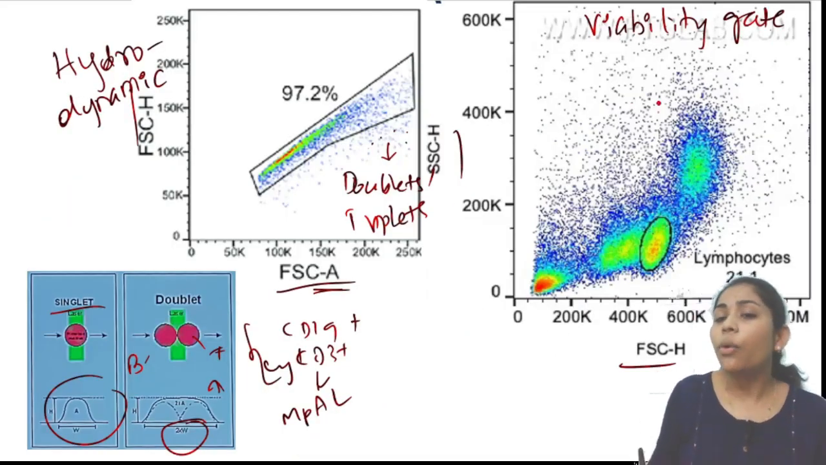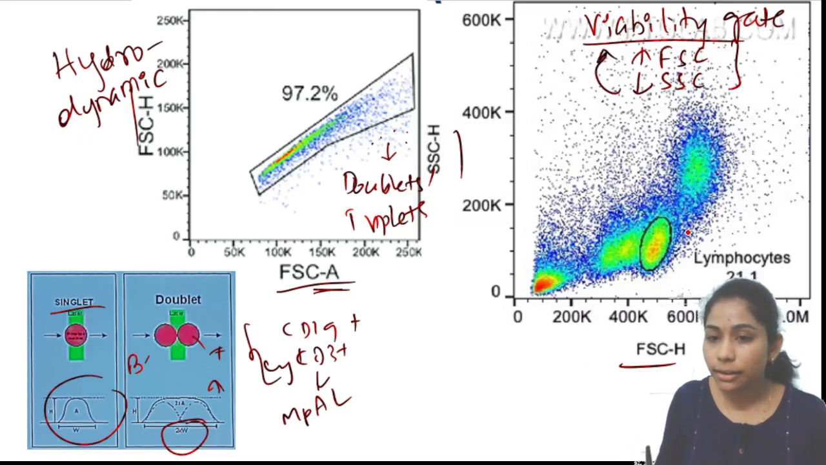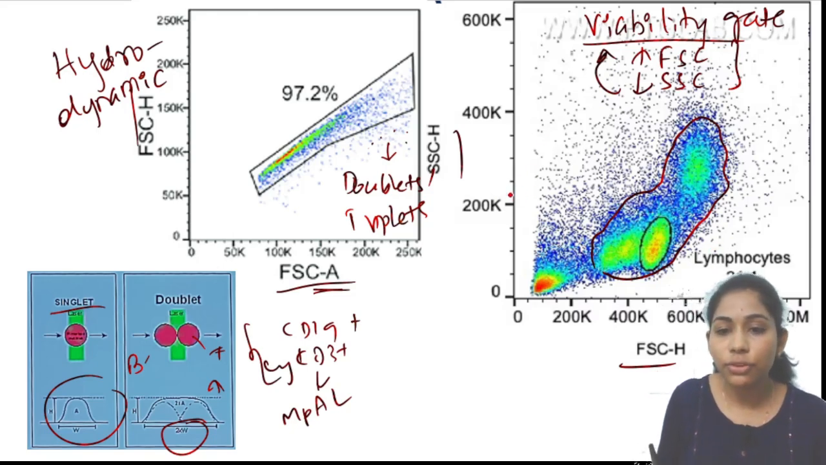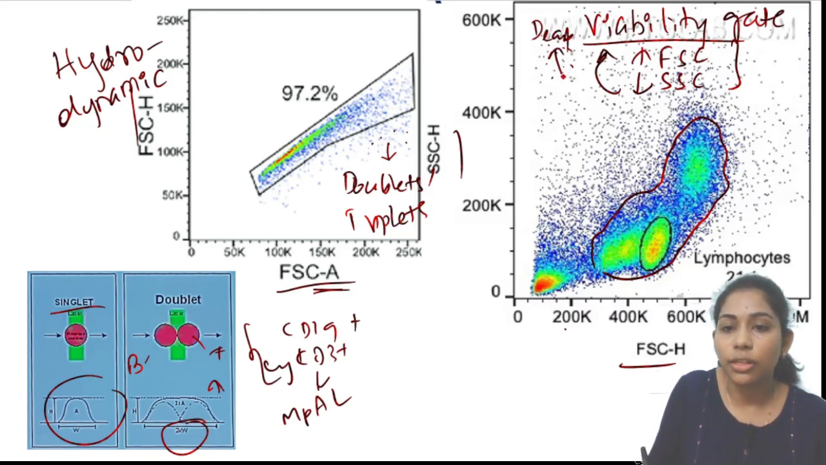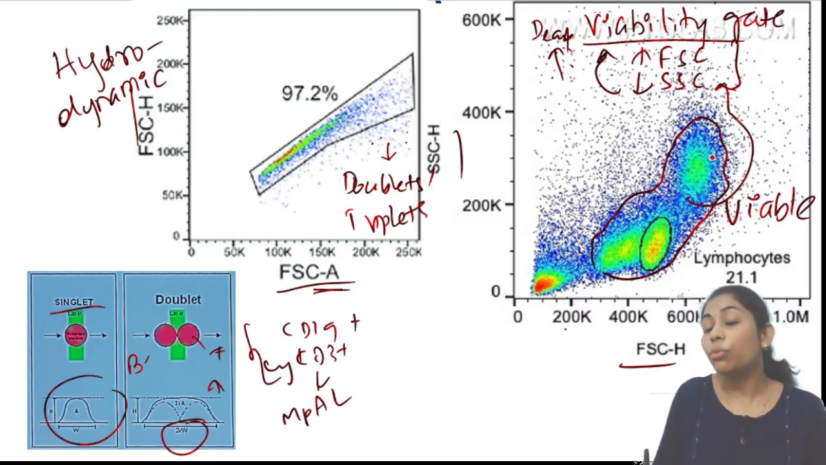How can we say the cells are viable? If the cells have high forward scatter and low side scatter, then those cells are viable. Can you see this population here? They have high forward scatter, but less side scatter. But these dots, which have high side scatter and low forward scatter, are dead cells. These are the dead cells, and these are the viable cells. These are the most important plots we should never miss, because if you miss this, the entire flow report may be erroneous. So pay attention to this.